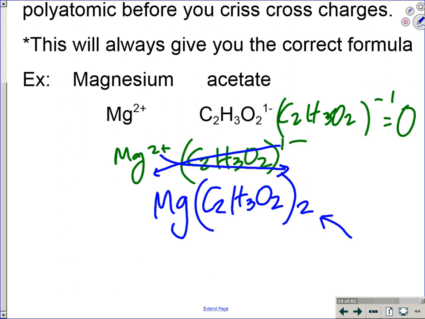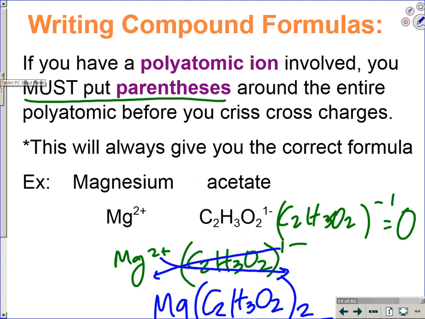Okay, so I'm going to leave this here for a second. Tell me what else you need from me. So far the rule is what? Get the symbols, write the charges, crisscross. Parentheses if it's a poly. All right, give me a thumbs up here.